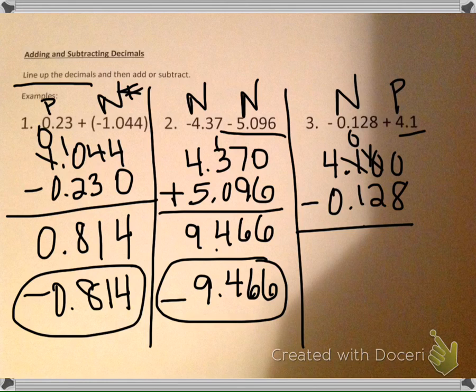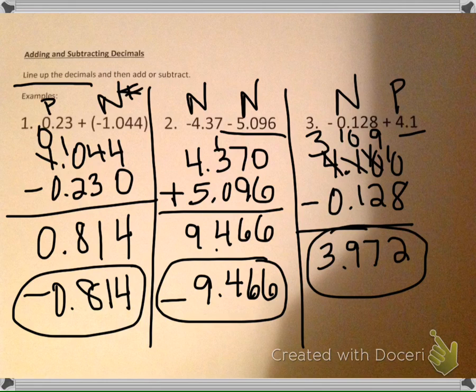That's a 0, that's 9, that's 10 minus 8 is 2. 9 minus 2 is 7. Need to borrow here. 10 minus 1 is 9, and 3 minus 0 is 3. And we already said that's a positive 3.972, or 3 and 972 thousandths.